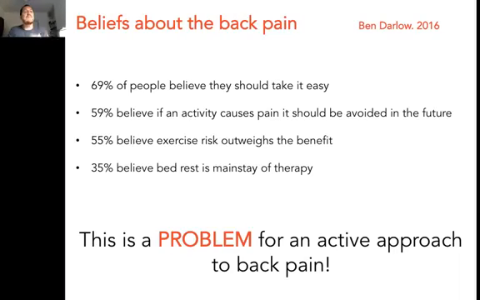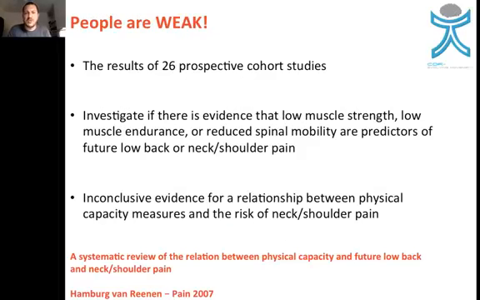Beliefs fascinate me. They're much more important than the physical bit, because if I don't believe in it, I won't do it. The physical bit becomes massively redundant. So that's really, really important. Great piece of qualitative research.